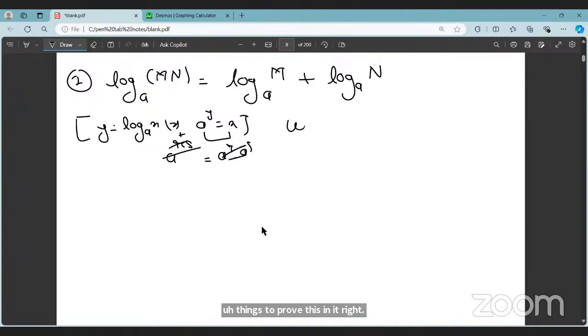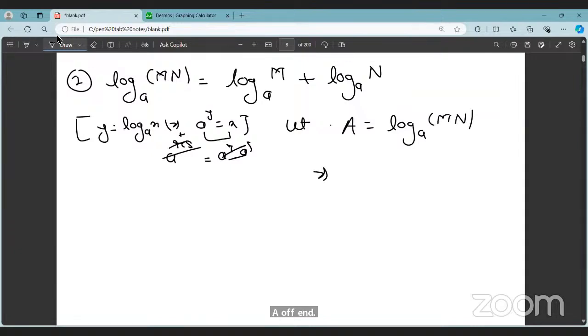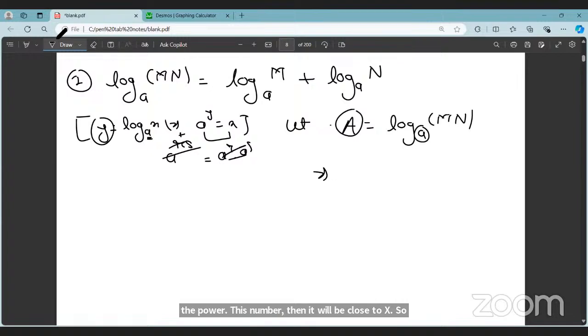So what we will do? Let's say capital A is equal to log base a of mn. From here, if you apply this equivalence, I have to take a to the power of this number, then it will be equal to mn. So that means mn is equal to a to the power capital A. This fact is clear to everyone.